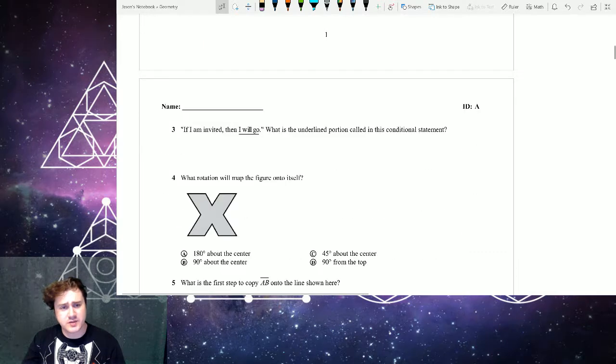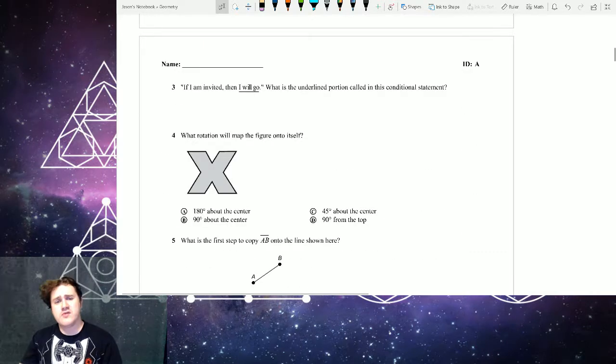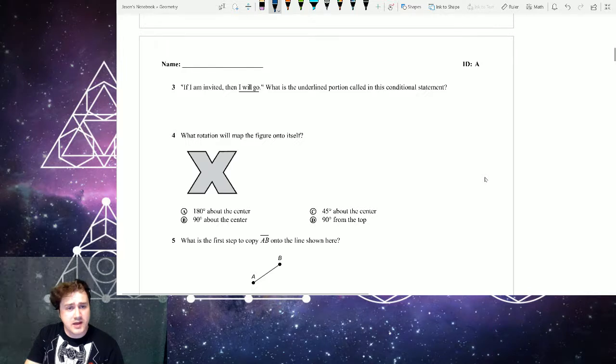Moving on to number 3. If I am invited, then I will go. What is the underlined portion of the conditional statement? A conditional statement is an if-then statement. After the word if is what you call the hypothesis. After the word then is what you call the conclusion. So the one that we are actually looking at is our conclusion.